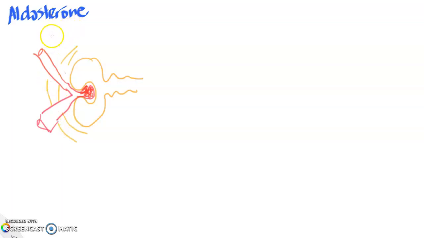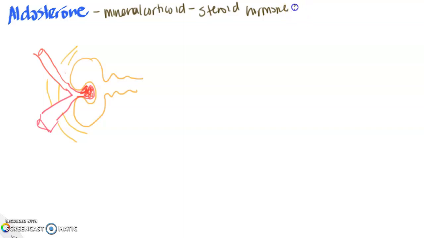All right, so now we need to talk about aldosterone. So aldosterone, if you remember, is a mineral corticoid, which means that it is a steroid hormone, and it's secreted by the adrenal cortex.